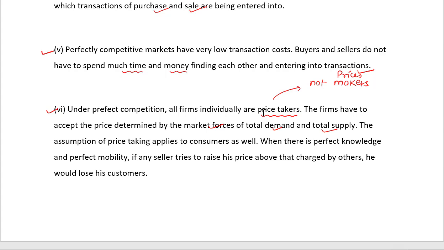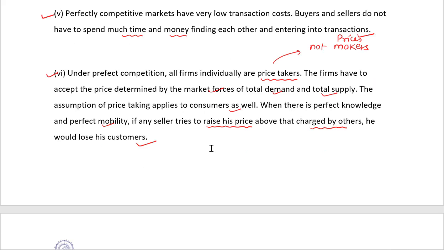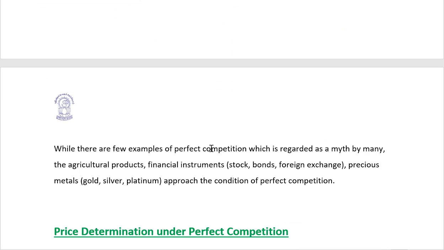The assumption of price taking applies to consumers as well. When there is perfect knowledge and perfect mobility, if any seller tries to raise the price in a perfectly competitive market above that charged by others, he will lose all his customers. Why so? Because all his customers will shift to the seller where the same products are available at cheaper prices. So mobility of factors is possible in the case of perfect competition.